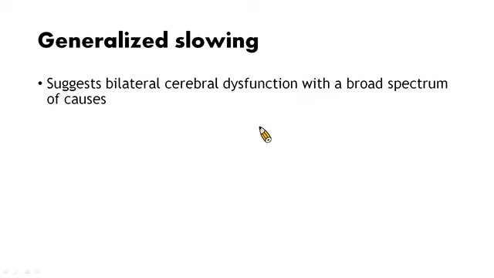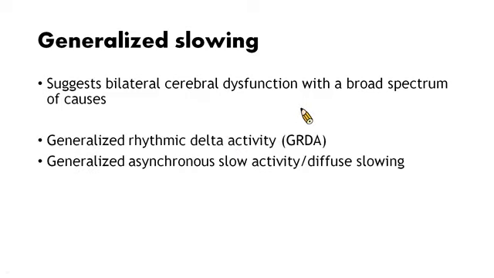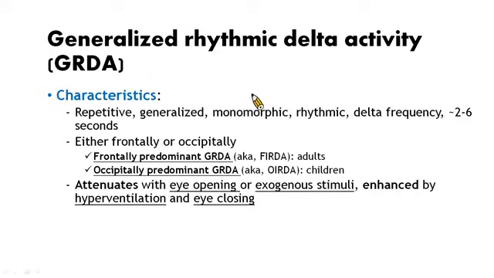Then we talk about generalized slowing. It suggests bilateral cerebral dysfunction with a broad spectrum of causes. Include generalized rhythmic delta activity and generalized asynchronous slow activity or diffuse slowing. GRDA is characterized by repetitive, generalized, monomorphic rhythmic delta ranged waves with duration around 2 to 6 seconds. They can be either frontally or occipitally predominant.